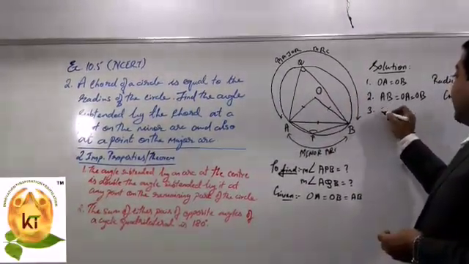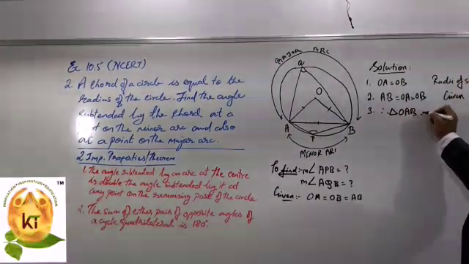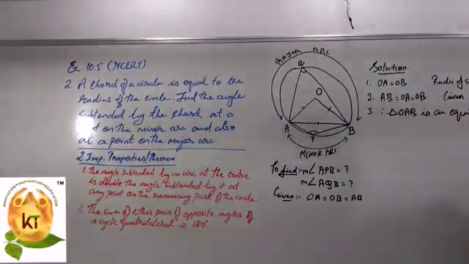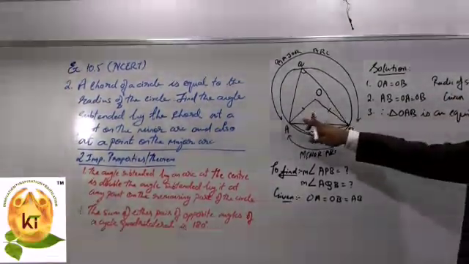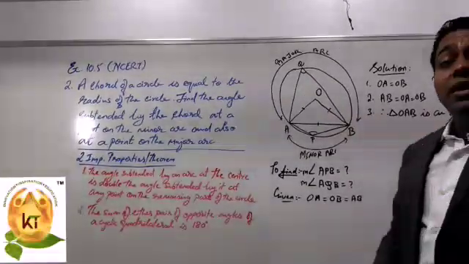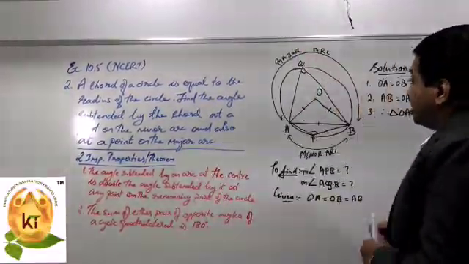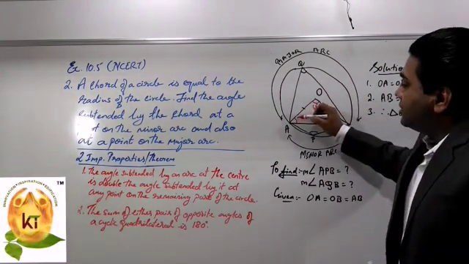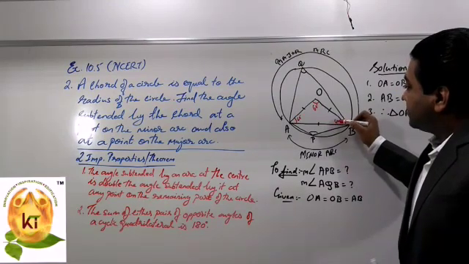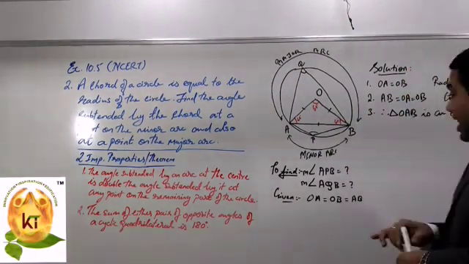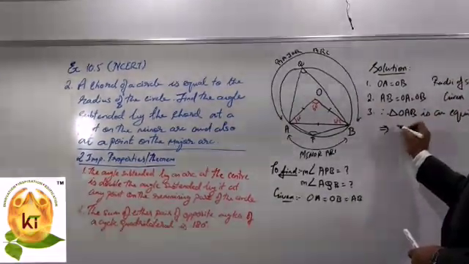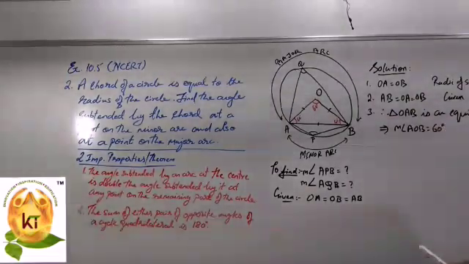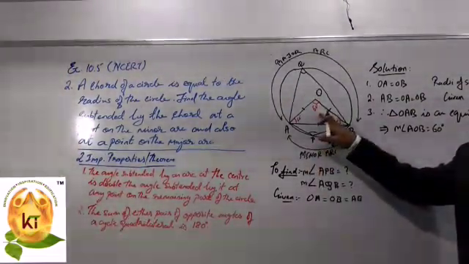So therefore what can I state? That triangle OAB is an equilateral triangle. Triangle OAB, that is this triangle, is an equilateral triangle. And when I say that it is an equilateral triangle, definitely the measure of each of these angles will be 60 degrees. So now I know that this implies measure of angle AOB is equal to 60 degrees. Now I have AOB as 60 degrees.